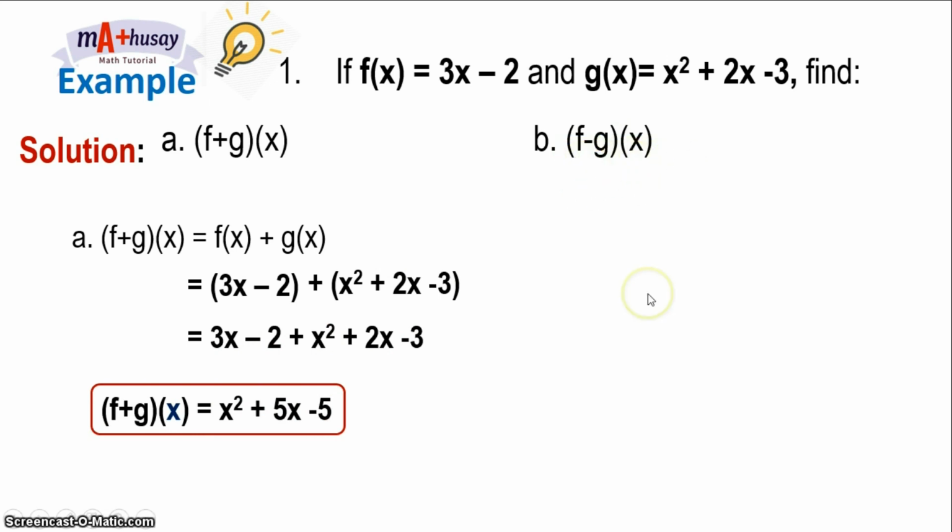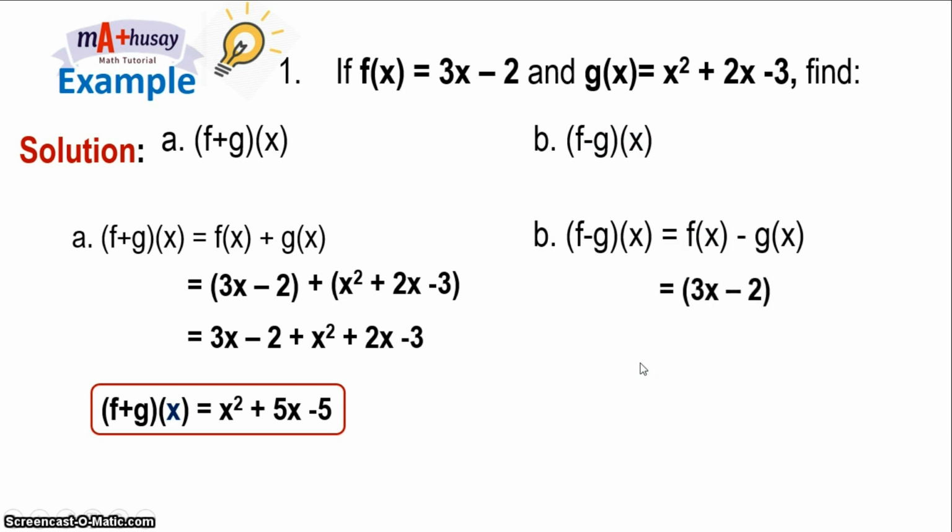So, take note of this rule. So, dahil nauna si f of x, so f of x ang una nating i-substitute. So, ang f of x ay equal to 3x minus 2, right? So, ang g of x naman is x squared plus 2x minus 3. So, take note, we're subtracting these two functions.